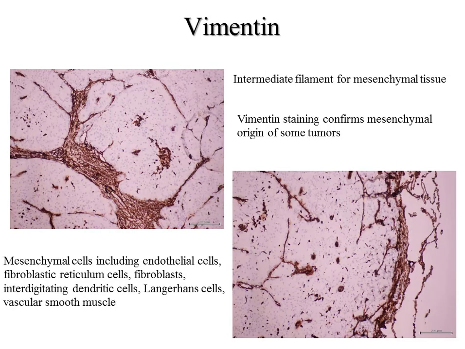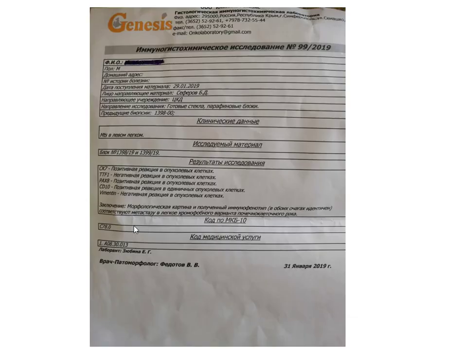Here we also have some additional staining like vimentin, which gives us staining only of the stroma of this metastasis. Normally, vimentin stains endothelial cells, fibroblastic reticular cells, fibroblasts, interdigitating dendritic cells, Langerhans cells, and vascular smooth muscle cells, and other cells of mesenchymal origin. So, that is a blank with the answer. Clinical diagnosis: metastasis into the left lung.